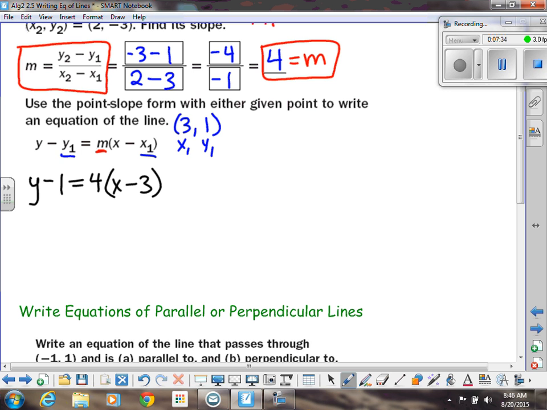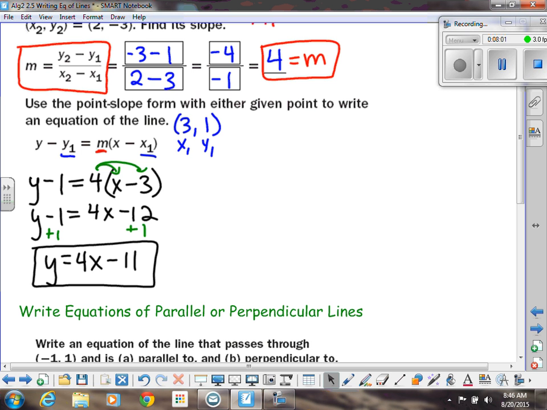3, and then we're going to distribute. So I get y minus 1, remember it doesn't change over here yet, but over here I get 4x minus 12, and then I want to get y by itself over here, so I'm going to add 1 on both sides. And that's going to give me y equals 4x minus 11. So that would be my equation. Now, if you want to do this in HK form, I'll show you how to do that. If not, you can just fast forward to the next example.